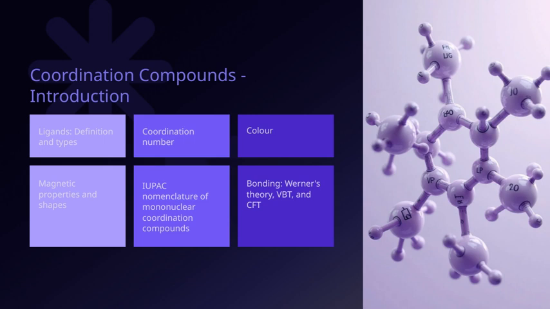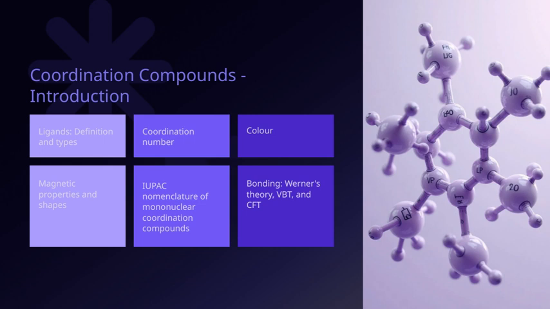Following that, crystal field theory, or CFT, helps us understand the electronic structure and properties of these compounds, especially their colors and magnetic behavior. Speaking of color, it's one of the most striking features of coordination compounds. The vivid hues are due to electronic transitions within the d orbitals, and understanding this helps us interpret their properties.